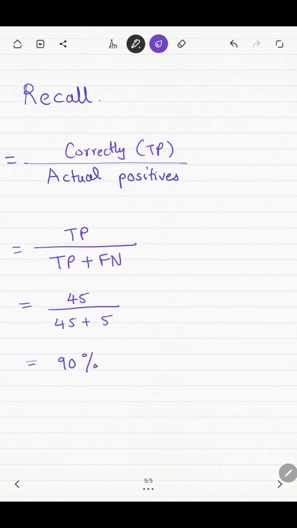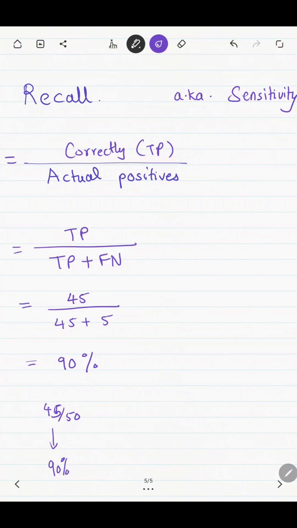Now, recall is also called sensitivity because think about it. It's like out of 100 patients, or out of 50 patients in this case, 45 were correctly identified as positives, right?